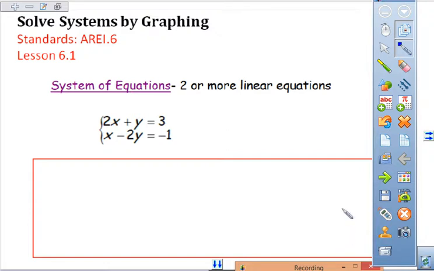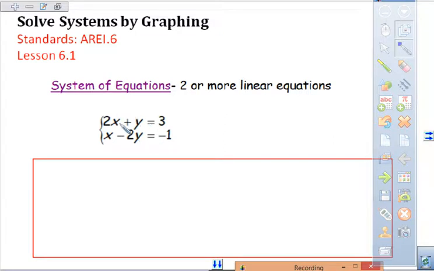Lesson 6-1, Solving Systems by Graphing. This is our first look at a system of equations. It is just two equations similar to what we looked at in Chapter 5, and it looks like these two equations are written in standard form. The definition of a system of equations is two or more linear equations.